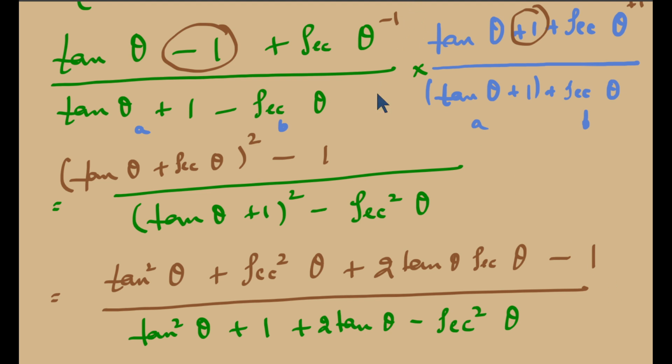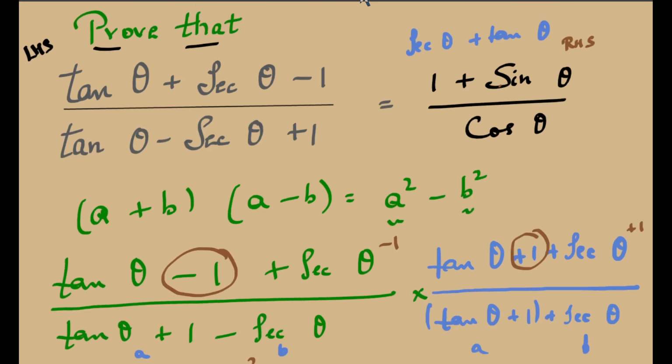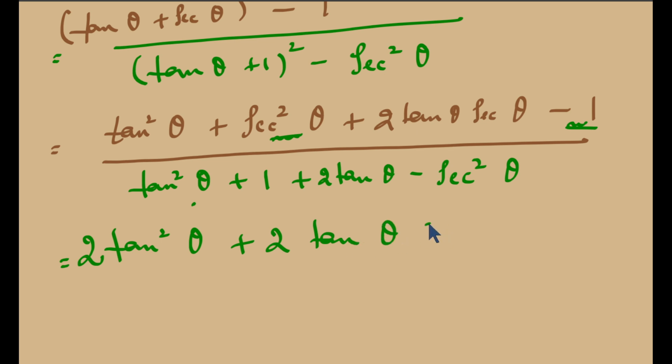Now let us look at what we can do, how we can simplify this. Let me look at the next page for it. We have a secant squared theta minus 1, and here also we have a 1 minus secant squared theta, or we have a tan squared theta plus 1. Let's see what we can do about it. Yes, secant squared theta minus 1 can be written as tan squared theta, right? So let's do that first. So here in the numerator we have 2 times tan squared theta, because we have written secant squared theta minus 1 as tan squared theta again. So this becomes 2 tan squared theta plus 2 tan theta secant theta.